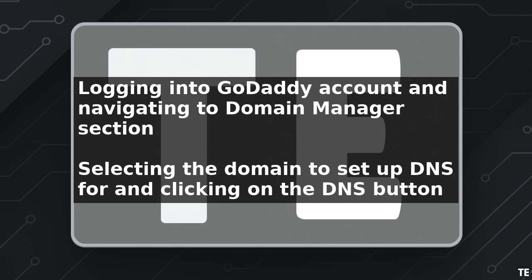The DNS Manager is divided into several sections, including A records, CNAME records, MX records, and TXT records. A records are used to point your domain to a specific IP address. CNAME records are used to point your domain to another domain. MX records are used to set up email hosting. And TXT records are used to verify domain ownership.